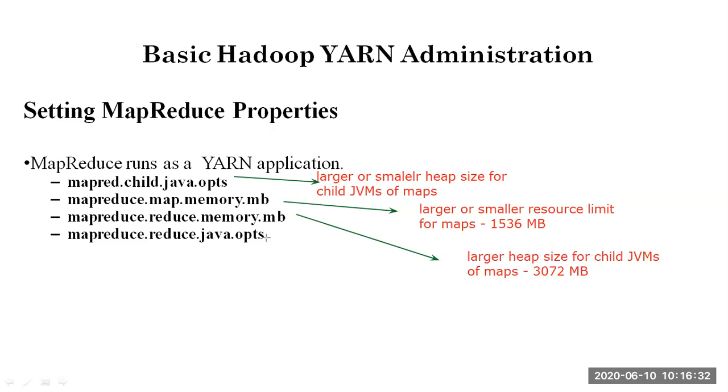And the last one, mapreduce.reduce.java.opts, which provides you a larger or smaller heap size for child reducers. Okay. So these are the four properties that we use to set MapReduce in our application.